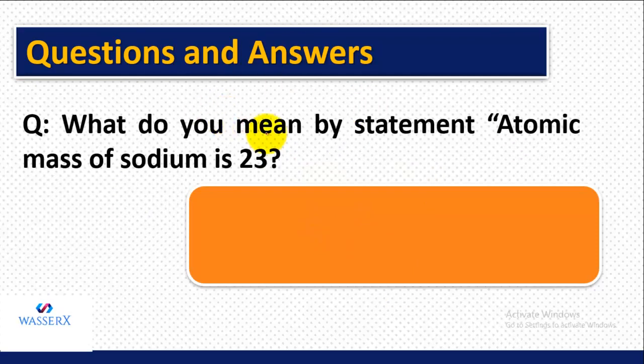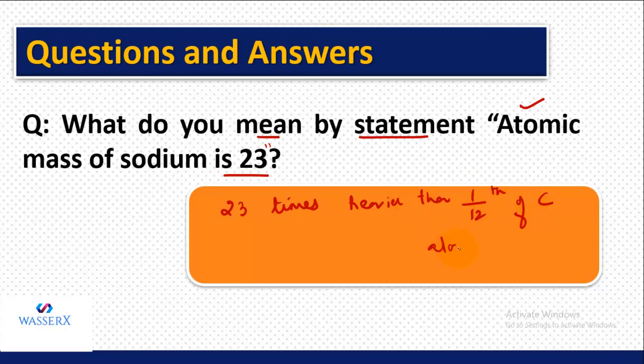Another question is, what do you mean by the statement that atomic mass of sodium is 23? By saying this, we actually mean that sodium is 23 times heavier than 1/12 of carbon atom. This is how we define the relative mass. We have already discussed it. So by saying the atomic mass of sodium is 23, we mean that sodium is 23 times heavier than 1/12 of carbon atom.